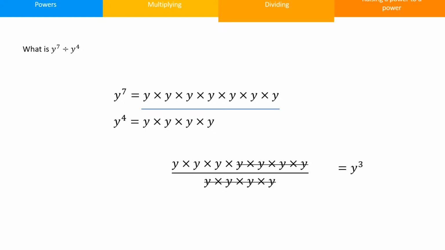Now, the rule itself can be described as when you divide, you take away the powers. But that rule does not explain why. If you then said, oh, the answer is y to the power 3, I would instantly say to you, why? You need to be able to explain by drawing a diagram like this, drawing it out, and showing why it's y to the power 3.